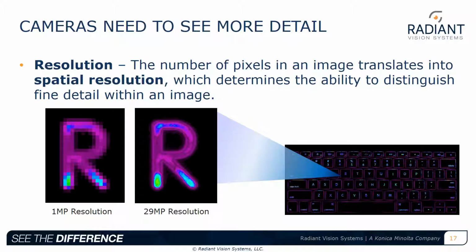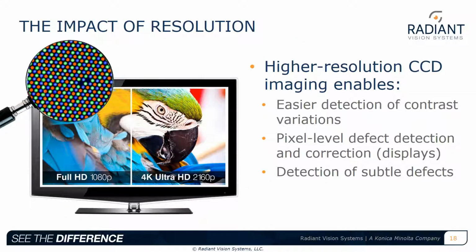One important specification of imaging systems like machine vision cameras is resolution. In CCD imaging systems, higher resolution sensors enable easier detection of contrast variations, pixel level defect detection and correction, such as in a display device, and detection of subtle defects. Of course, resolution allows a camera to acquire finer detail within an image, like an exact distance, for example, between a connector and a connection point, or the precise alignment of a chip in an assembly.